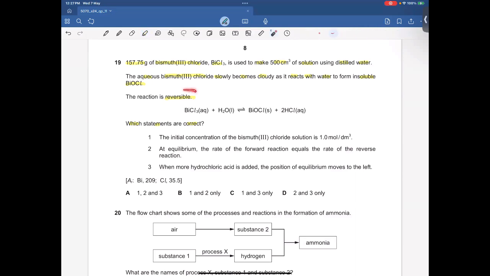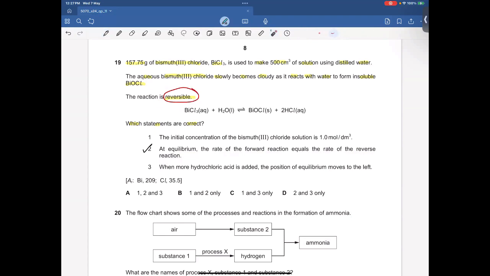So the first thing, in a reversible reaction at equilibrium, the rate of forward reaction is always equal to the rate of backward or reverse reaction. The second statement is right because the reaction is reversible, so it will achieve equilibrium.